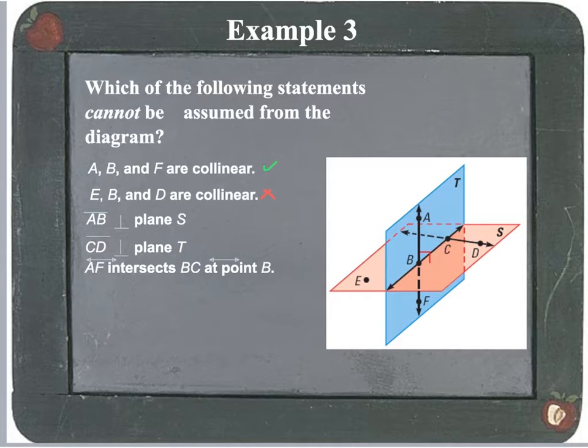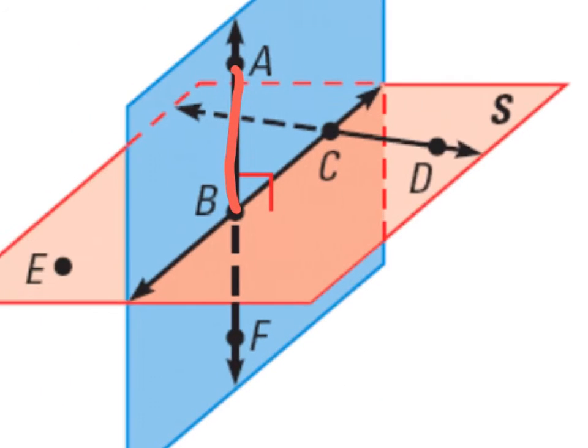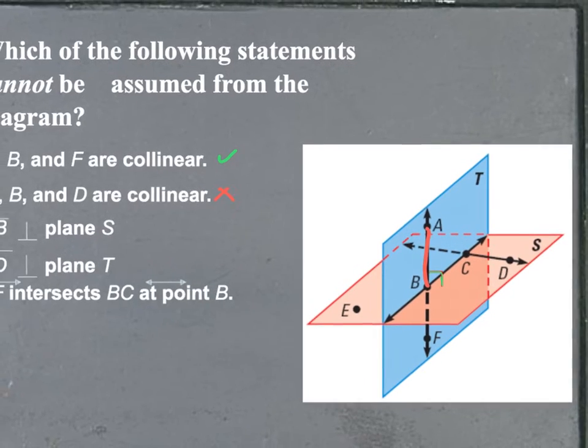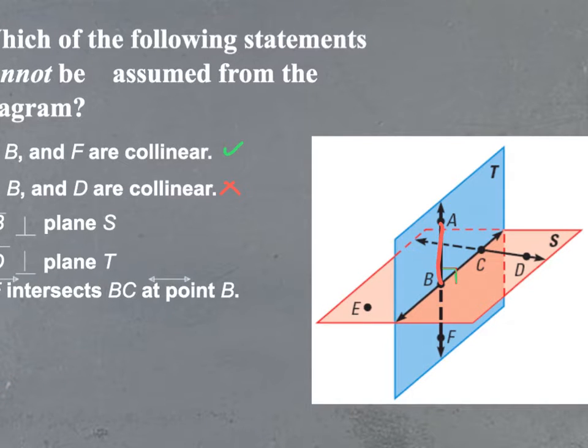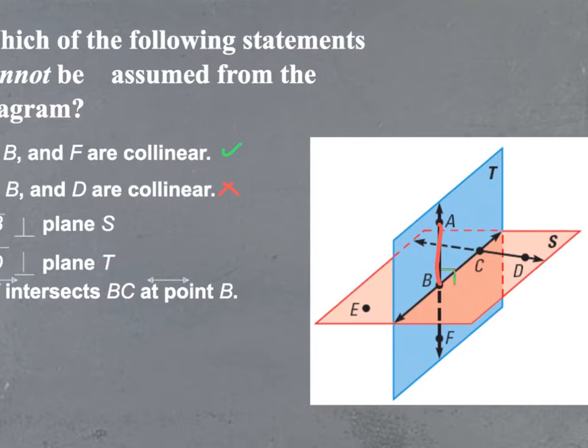Line segment AB, that's this one right here, is perpendicular to plane S. How do we know that? Because the line it's talking about has the red square. It's definitely perpendicular to plane S. Now we have to be careful because I could easily trick you and say plane T. I know people would go for it, like, oh yeah, it's perpendicular to plane T. But wait, plane T is not that red one. So that one is definitely true.